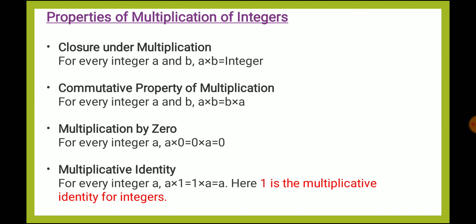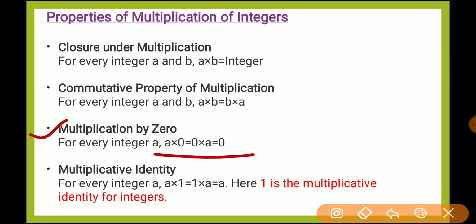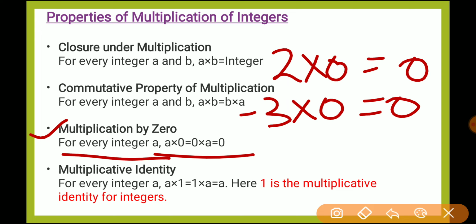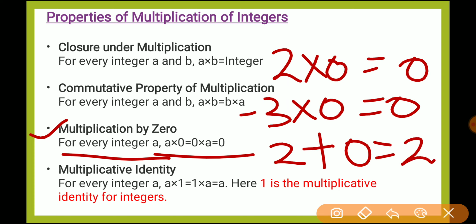Okay. So now next, multiplication by 0. It means if you are multiplying any number with 0, you will get what? 0. Like 2 into 0, answer is 0. Minus 3 into 0, your answer is 0. So this is called multiplication by 0. But in addition, if you are adding 0 to any number, we will get the number itself. So in addition, we call 0 the additive identity.